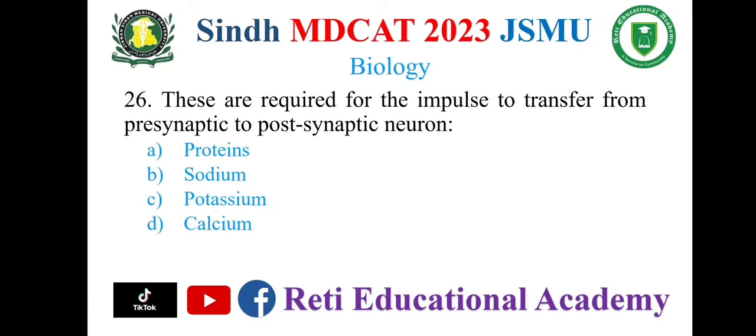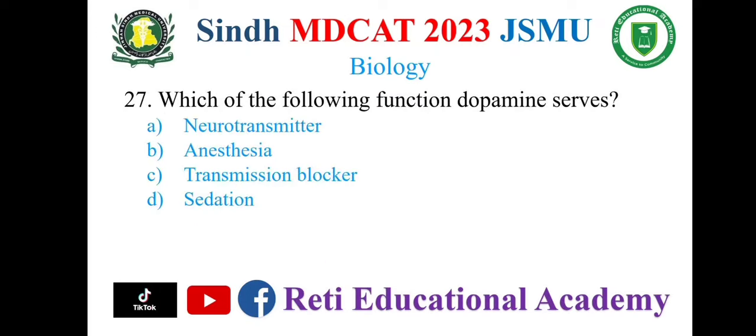Question number 26. These are required for the impulse to transfer from presynaptic to postsynaptic neuron. A. Proteins. B. Sodium. C. Potassium. D. Calcium. And the correct option is A. Proteins.